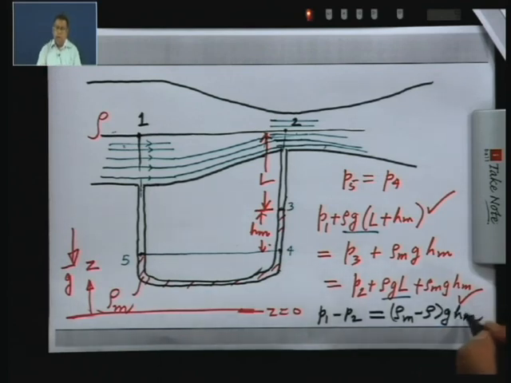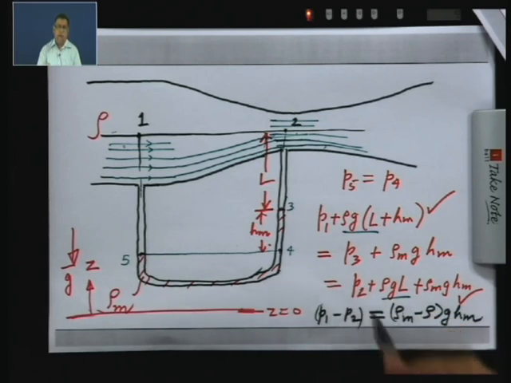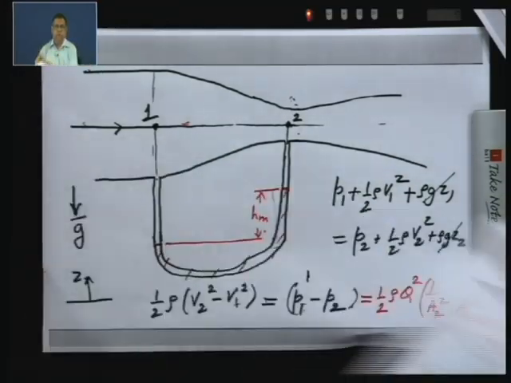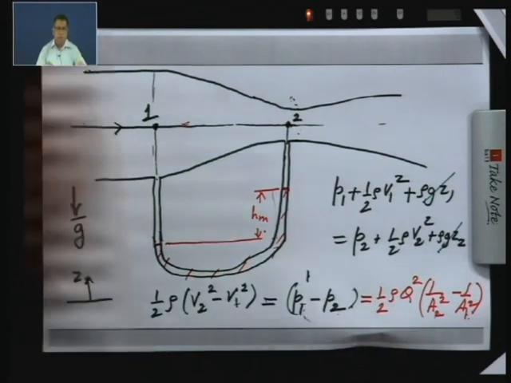So, if you measure H m in the lab, and if you know the density of the fluid which is flowing through this pipe or duct which you want to measure, and the density of the manometer liquid, and if you know the gravitational acceleration, you can predict the pressure difference P 1 minus P 2. Now, you can go back and look at the expression which you have derived over here. P 1 minus P 2 equal to this. So, this expression I will write again.